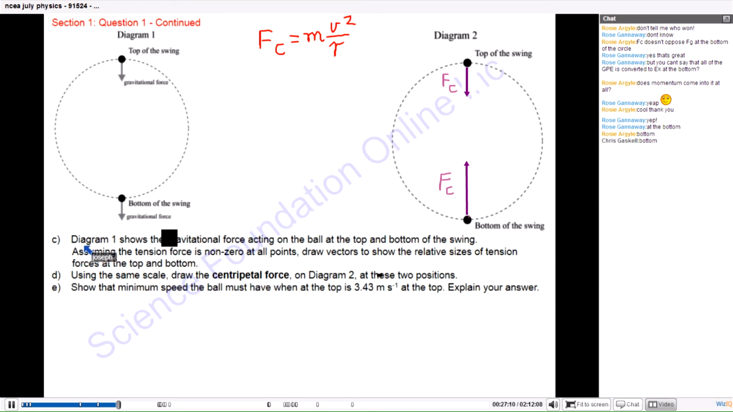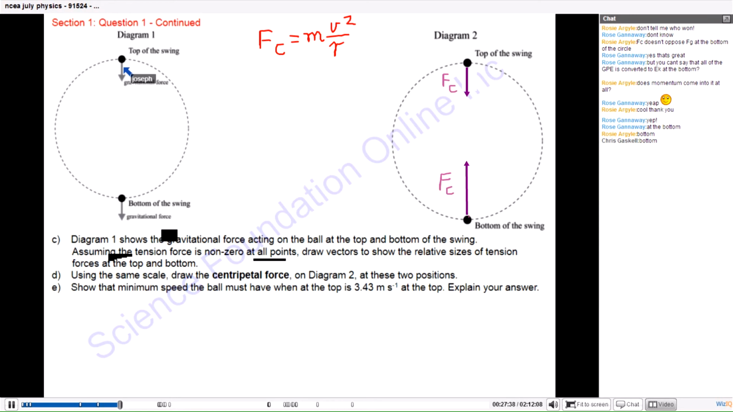Now, coming to part C, diagram 1 shows the gravitational force acting on the ball at the top and at the bottom of the swing. Assuming the tension force is non-zero at all points, draw vectors to show the relative sizes of the tension force at the bottom and at the top. Now, this again, if you think of an everyday situation or when you've done this sort of thing, when can you feel the object pulling the most on your hand?